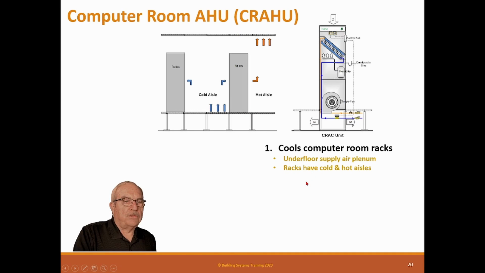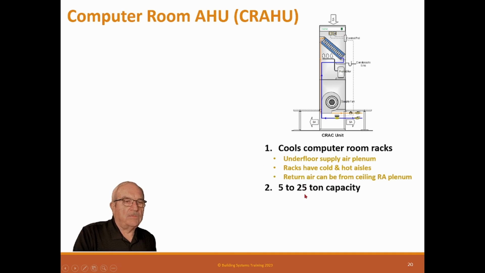So it's underfloor supply. Racks have cold and hot aisles. Return air can be from ceiling or return air plenum. Size is 5 to 25 ton capacity, normal. Temperature and humidity control. These units control temperature and humidity very accurately because the space can't have any high humidity because of static.